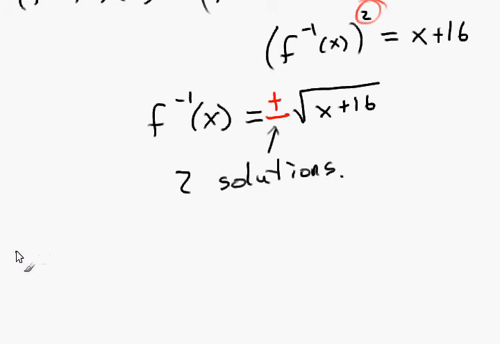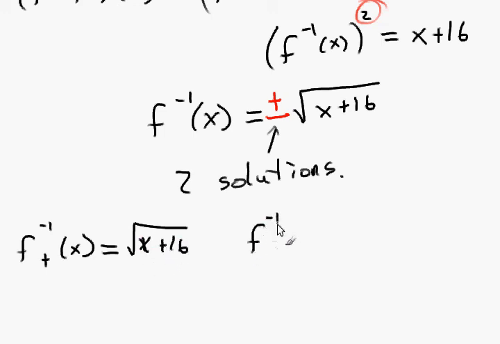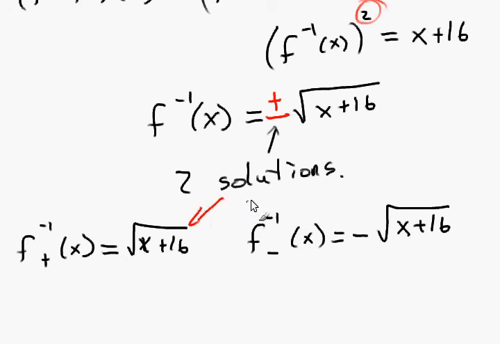So maybe I'd say something like f inverse plus of x is equal to square root of x plus 16, and then f inverse negative of x would be the negative square root of x plus 16. So it's two separate functions, which means that there's no just inverse function for this guy. Okay, that's it for these sections. Thanks.